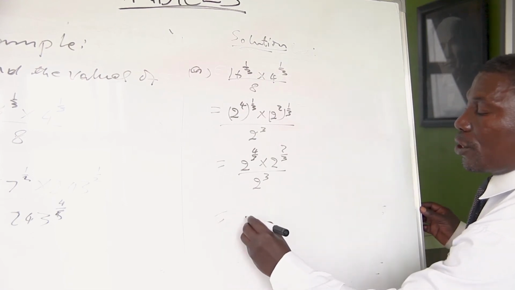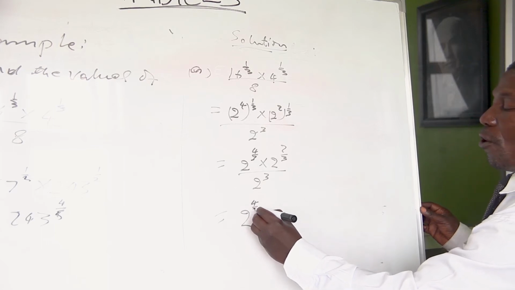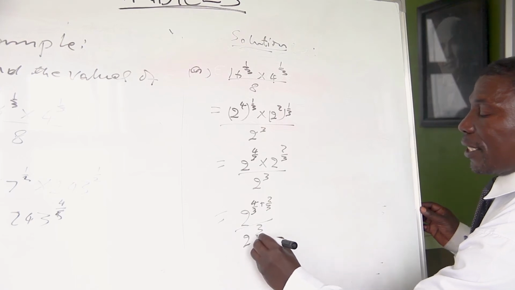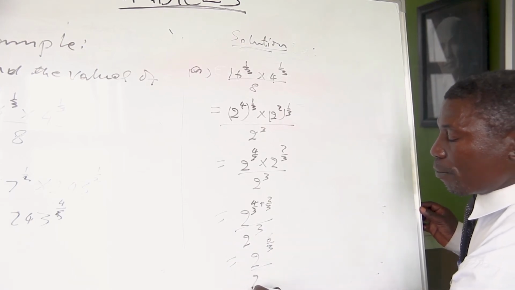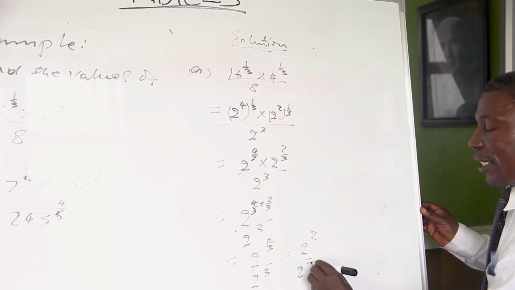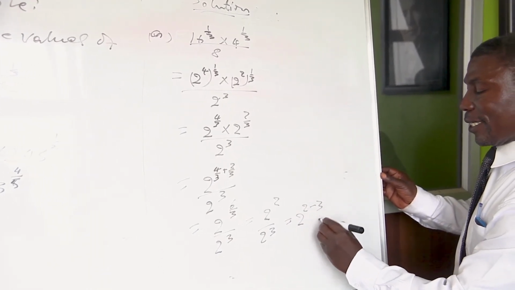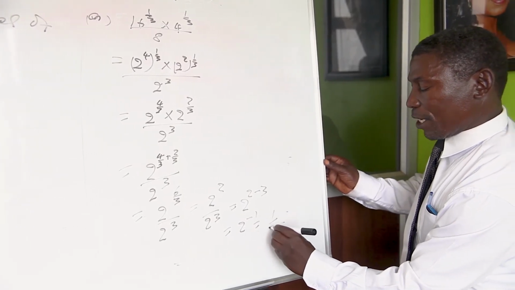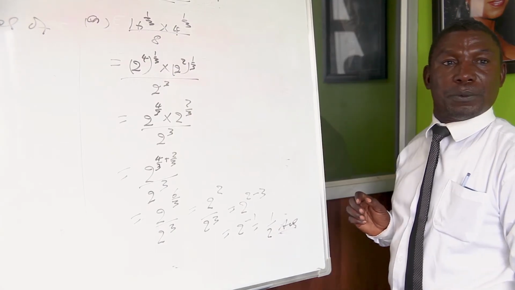This becomes 2 power, using the first law, 4 over 3 plus 2 over 3, divided by 2 power 3. This becomes 2 power 6 over 3 over 2 power 3, and this will be 2 power 2 divided by 2 power 3. This is 2 power 2 minus 3, and this is 2 power negative 1. That is 1 over 2, and that should be the answer, 1 over 2.